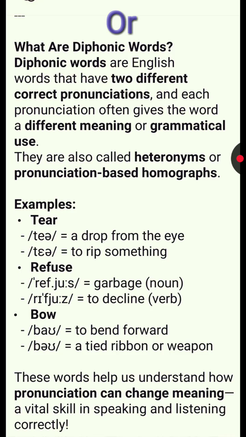Now let's also take an alternate analysis of what we mean by diphonic words. We say diphonic words are English words that have two different correct pronunciations, and each pronunciation often gives the word a different meaning or grammatical use or function. They are also called heteronyms or pronunciation-based homographs. These are examples. T-E-A-R, pronounced as tear.